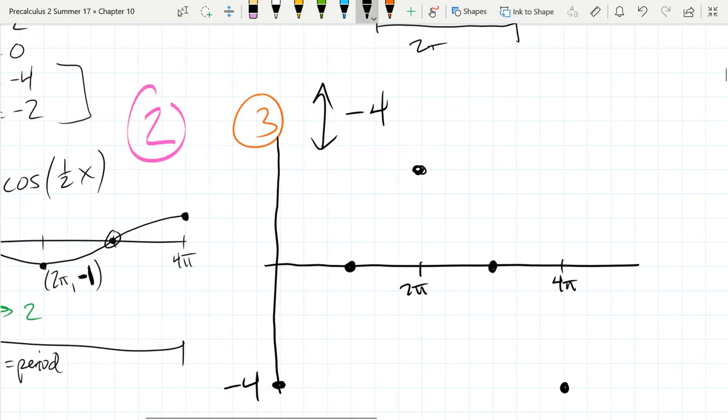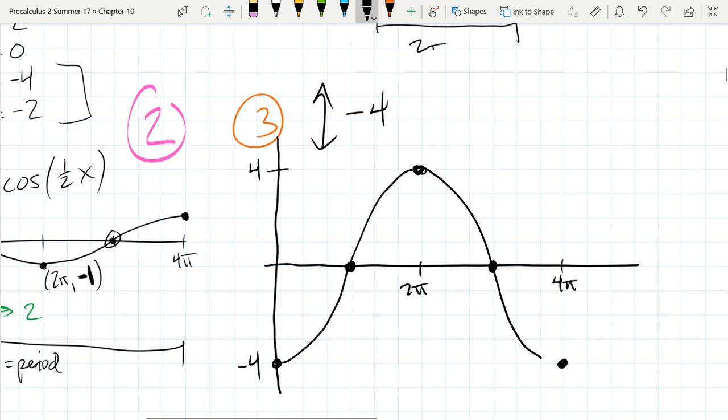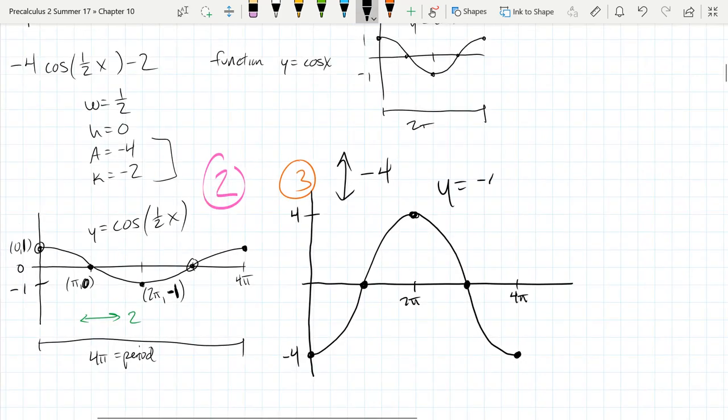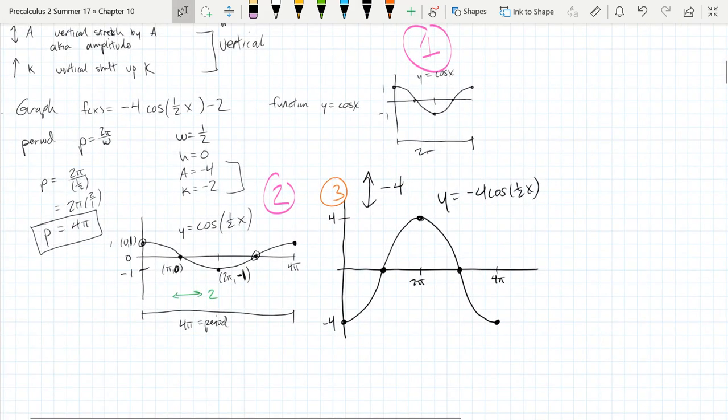Connect these all together. I really can't count. There we go. Now, as long as they're labeled correctly, that'll be good. So we got negative 4. Here we have positive 4. All right, try to connect these with a smooth curve if you can. There we go. And writing down that function, this is y equals negative 4 cos 1/2 x.